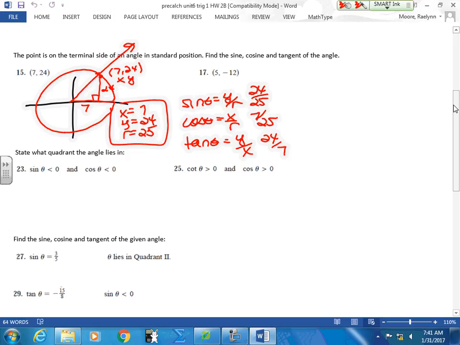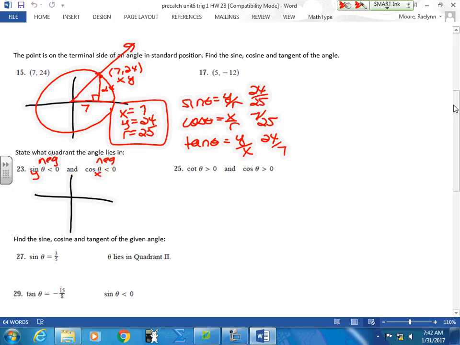Okay, the second one works kind of the same way, right? You just have to locate what quadrant it's in, find your missing side. Your radius is always positive. This guy. What does it mean when I say less than 0? Negative. And greater than 0 would be positive. So, sine. Is sine my x or my y? My y. Cosine, my x or my y?